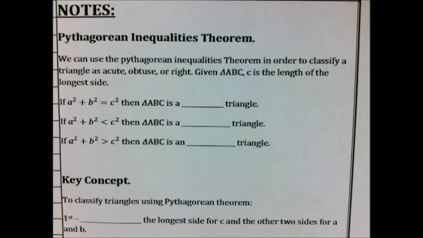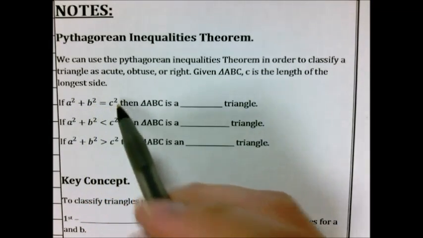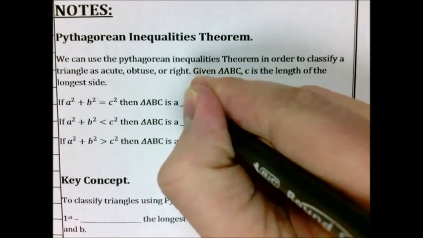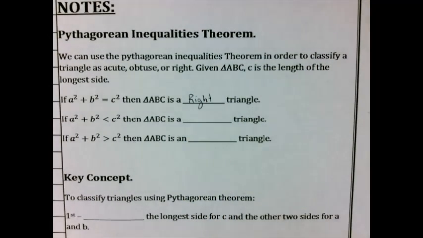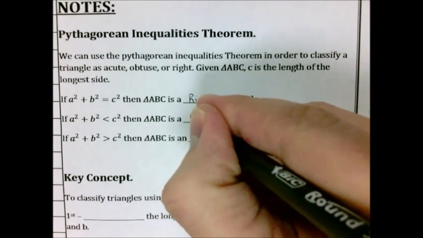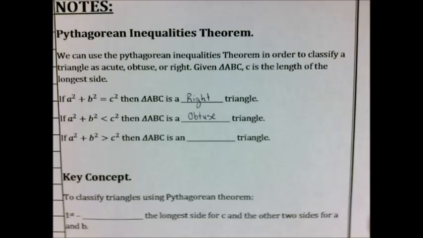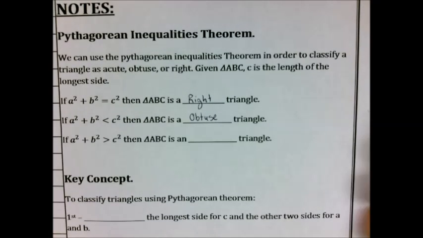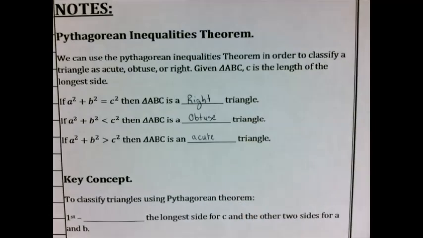Given that we have some triangle ABC, where c is the length of the longest side, if a squared plus b squared equals c squared, then the triangle is a right triangle. If a squared plus b squared is less than c squared, then we have an obtuse triangle. And finally, if a squared plus b squared is greater than c squared, then we have an acute triangle.